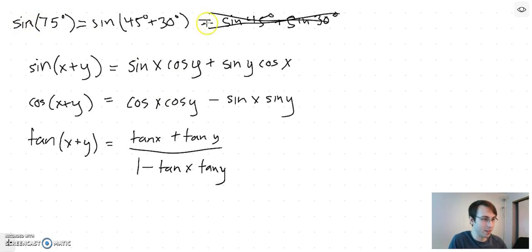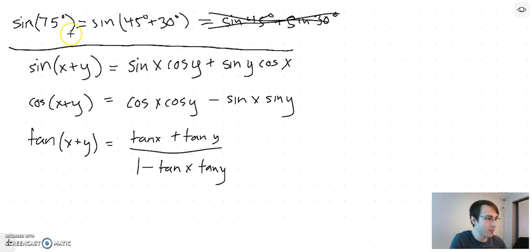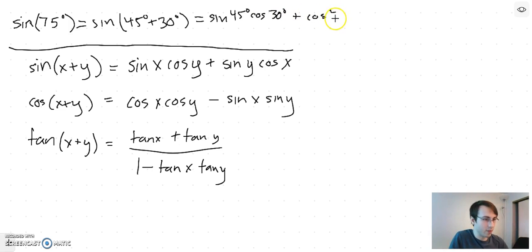So sine of 75 degrees, let's carry that through using the formula. That's equal to sine 45 degrees cos 30 degrees plus sine 30 degrees cos 45 degrees.